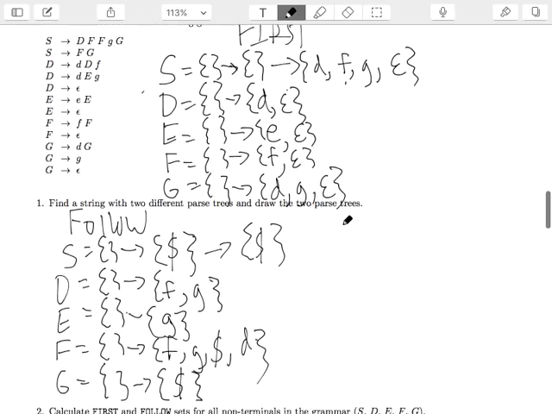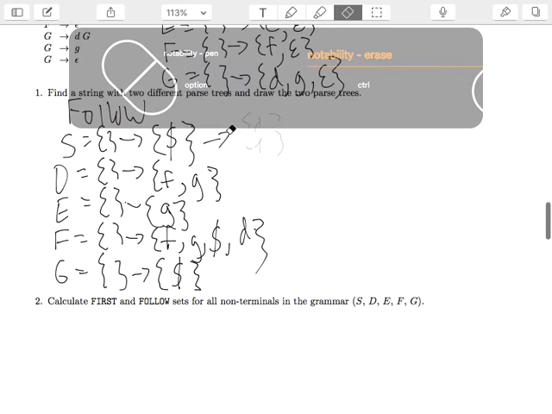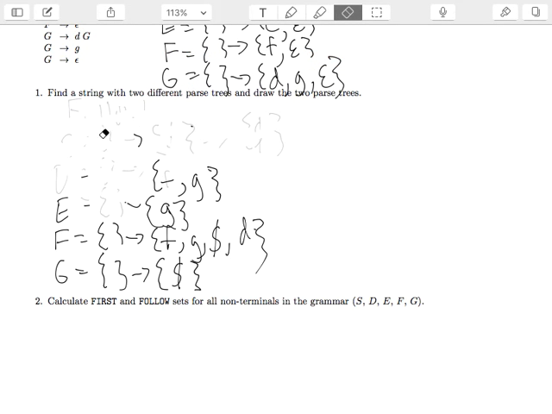Didn't one of these questions say make a parse tree? Yes, this one: find a string with 2 different parse trees and draw the 2 parse trees. The string G is a really good one. There's actually a couple different examples, which is kind of funny. Can I do that? Yeah, it could be any way.